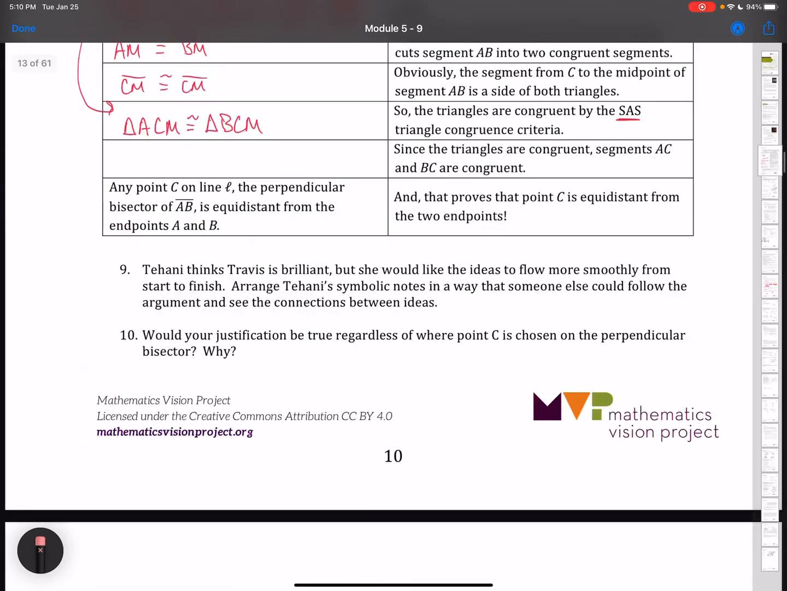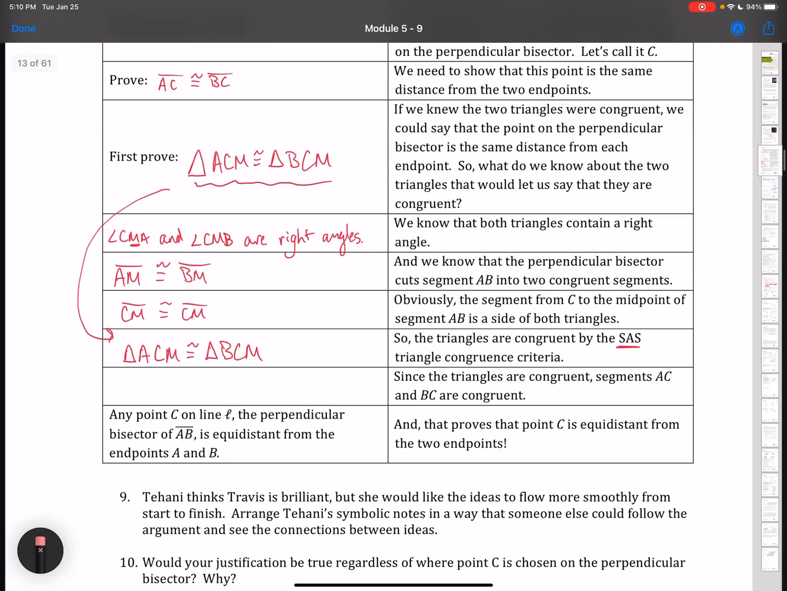But now we can say, okay, those two line segments, line segment AC is congruent to line segment BC, okay? Which again, that's what I'm kind of wanting to prove. So we've gotten to that point. Now, Travis finally says, that proves that point C is equidistant from the two endpoints.